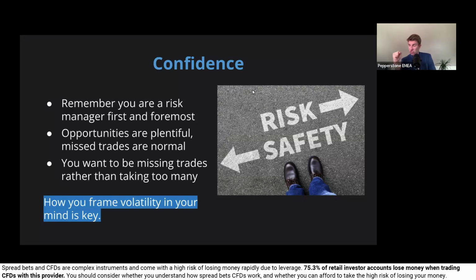You want to be just on the side where you're missing more trades, because that way you're not having the pollution of the poor trades in your P&L. Sure, you're gonna have losers, right? A good trade doesn't mean it's a winning trade all the time, but you know what it's like.